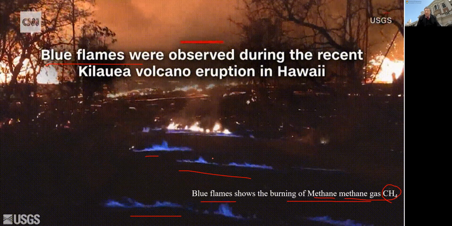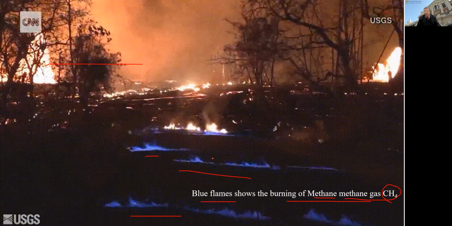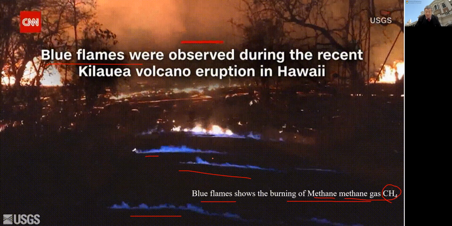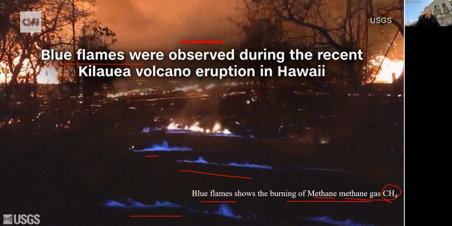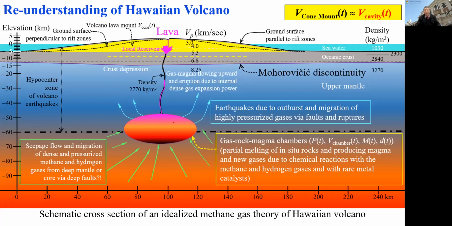That was in 2018. USGS still thinks the lava comes from magma together with gas. And they think the H2O is from water, from the crust, water from the ground going down there.